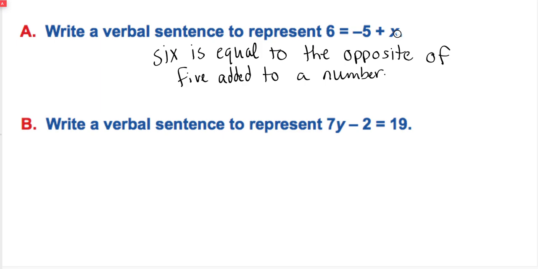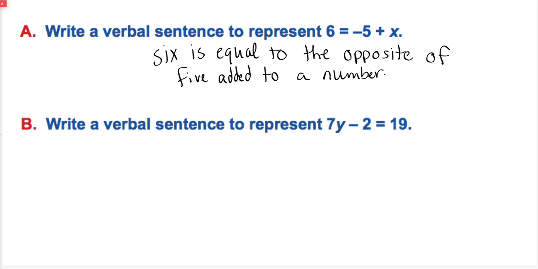You're not going to rearrange things or solve anything and then write a statement. You're just going to write a statement about how that's written. If you didn't want to write the opposite, you could have written negative 5. You could have said 6 is equal to the sum of negative 5 and a number. That would work as well. B, you could write the product of 7 and a number, or 2 less than the product of 7 and a number, is equal to 19. The product of 7 and a number minus 2 equals 19, just how it's written there. That works as well, okay?